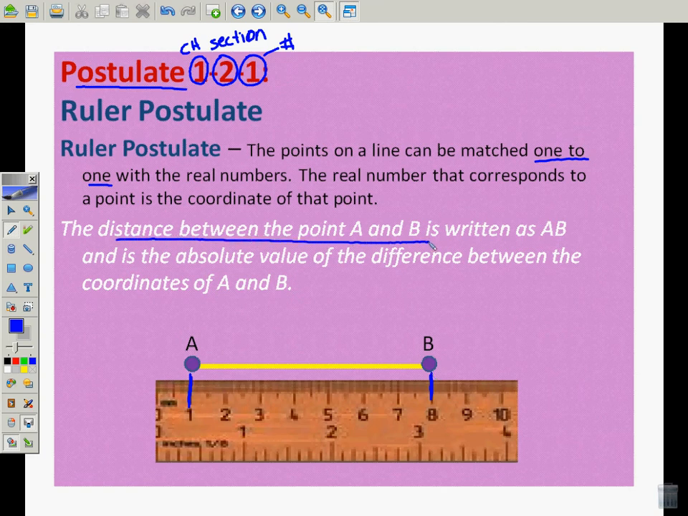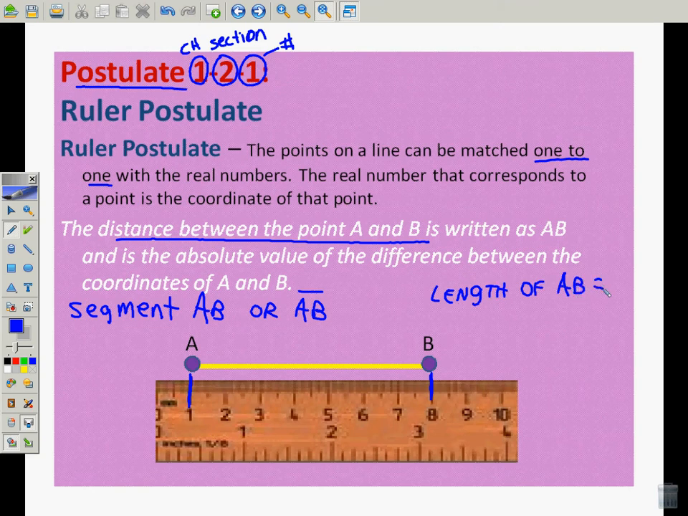is written as AB. Notice, this is segment AB, or we call it AB with a segment across the top, yeah? But think about this for a minute. If I'm talking about the length of AB, the length of AB is actually going to be equal to this. The length of segment AB is just AB.